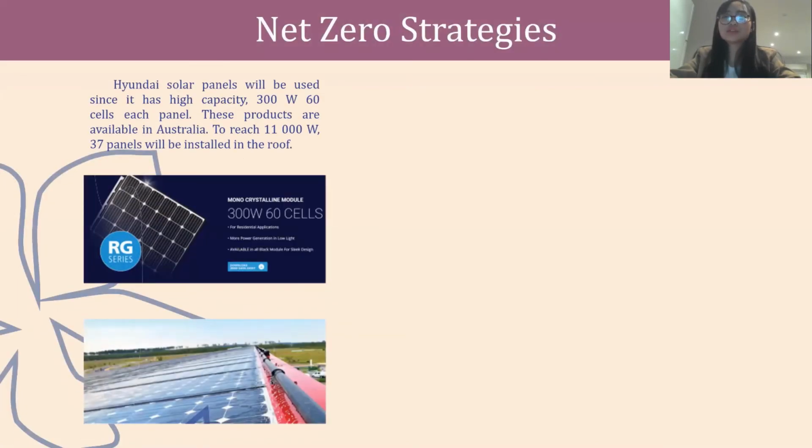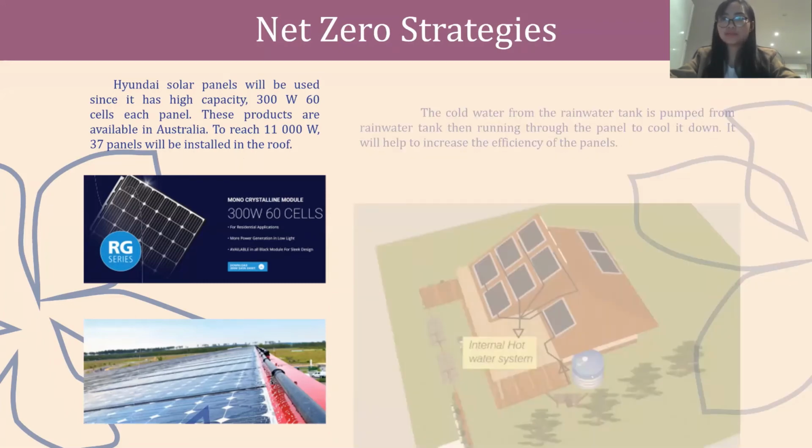As for the net zero strategy, Hyundai solar panels are used since they have high capacity. 300 watts, 60 cells each panel. These products are also available in Australia. And 37 panels are installed to reach 11,000 watts. This is enough for the net zero electricity requirements.